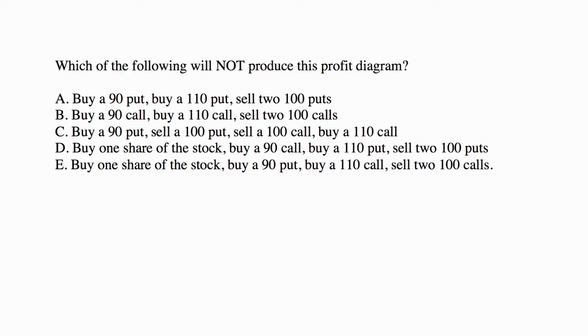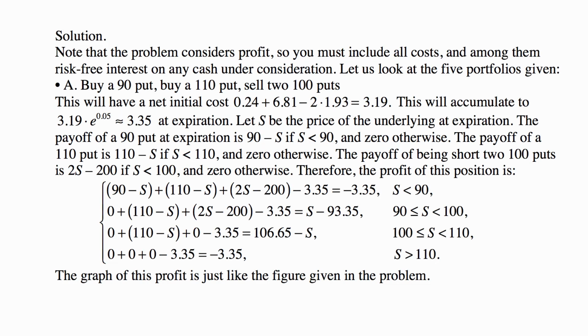D, buy one share of the stock, buy a 90 call, buy a 110 put, sell two 100 puts. E, buy one share of the stock, buy a 90 put, buy a 110 call, sell two 100 calls. So I had mentioned to you already, you must pay attention to the fact that we're looking at profit, not payoff, and that means we have to include the cost of interest on any money that was used for the transaction.